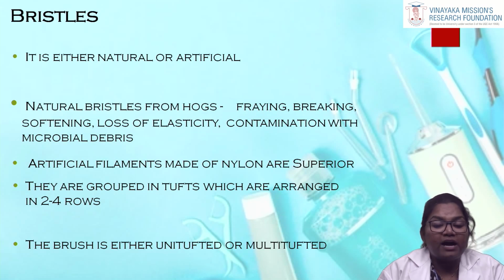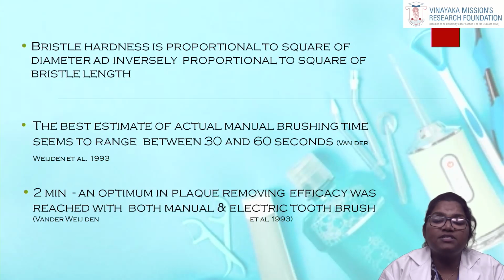So we moved on to the artificial filaments that are made from nylon, which are much more superior to the natural filaments. These are grouped into tufts that are arranged in 2 to 4 rows. The brush is either uni-tufted or multi-tufted. The bristle's hardness is proportional to the square of the diameter, and inversely proportional to the square of the bristle length. So the greater the diameter, the harder it is, and the longer, the softer.